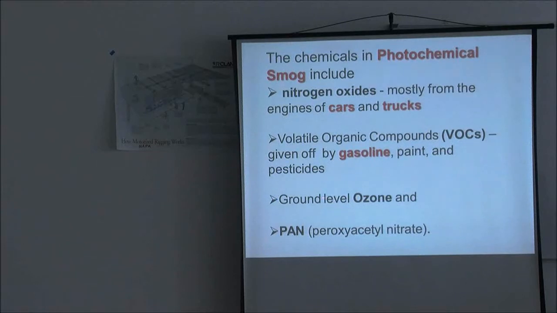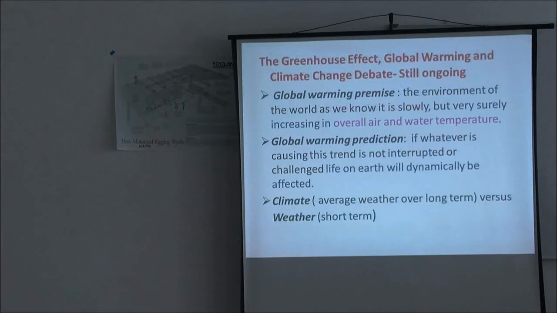And this ground level ozone has nothing to do with the ozone in the stratosphere. At ground level in the troposphere, this ozone is a pollutant. In the stratosphere, it is a protector. And they are two completely different, it's the same molecule, but it's formed from different processes and it has a different impact. Next slide, Eric.